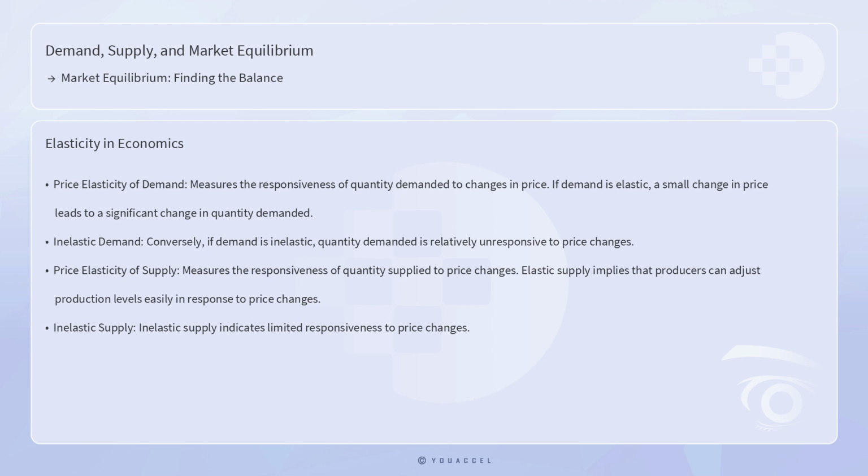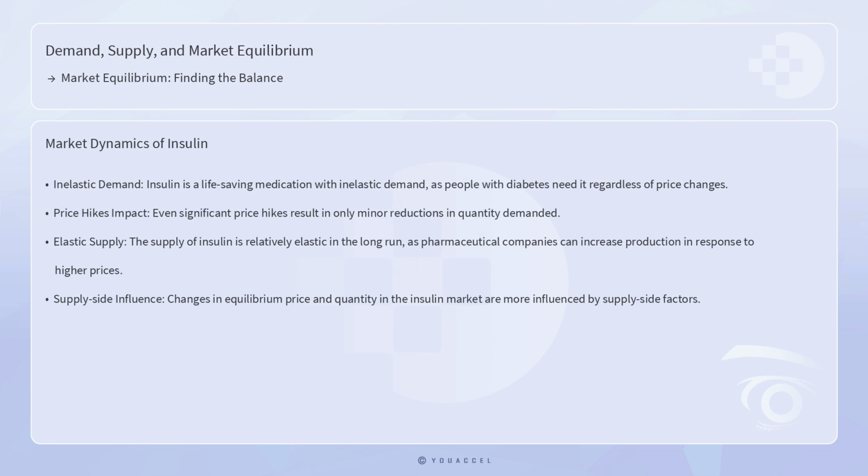Similarly, price elasticity of supply measures the responsiveness of quantity supplied to price changes. Elastic supply implies that producers can adjust production levels easily in response to price changes, while inelastic supply indicates limited responsiveness. To illustrate, consider the market for insulin.